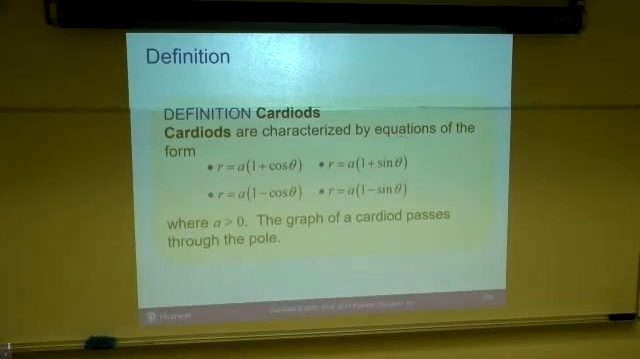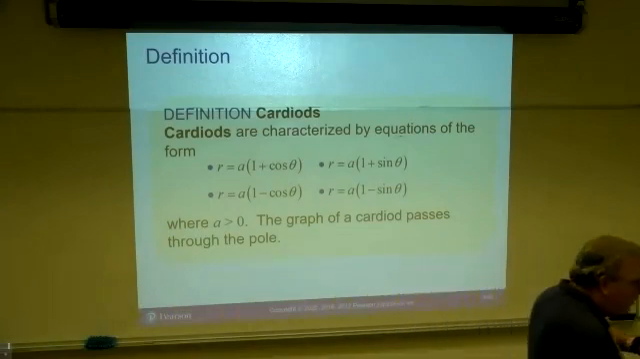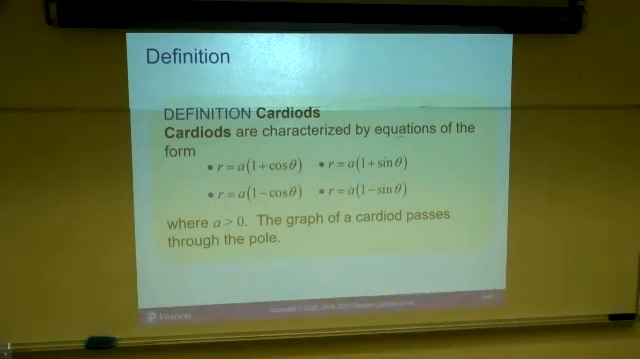Definition of cardioids. Cardioids. I always pronounce it wrong. I always say cardioids, but it's cardioids. Cardioids. An android.